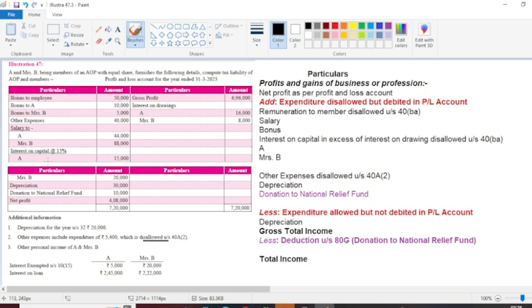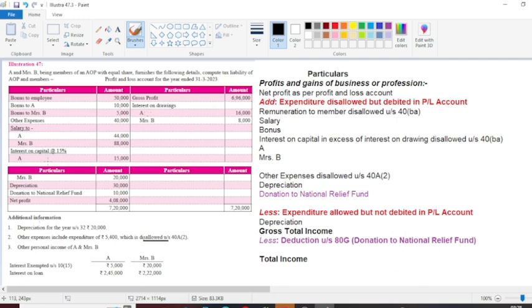Here some expenses have been put: bonus to employee, bonus to Mr. A, bonus to Mrs. B, other expenses, salary to Mr. A, salary to Mr. B, interest on capital at 15% to Mr. A and Mrs. B, depreciation, donations to the National Relief Fund of 10,000, net profit, and gross profit and interest on borrowings from Mr. A and Mrs. B.